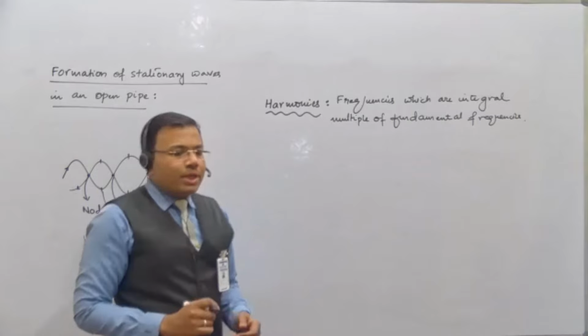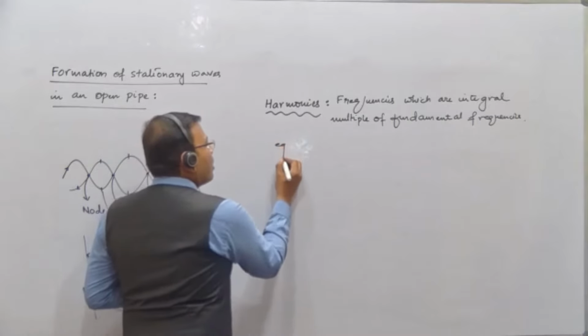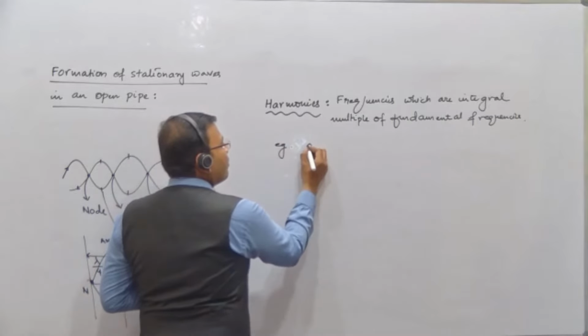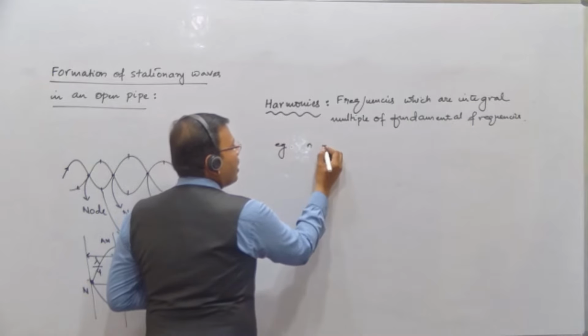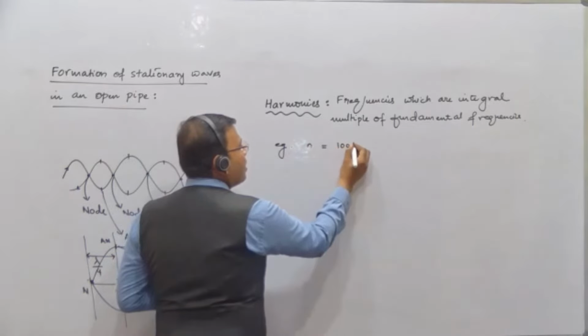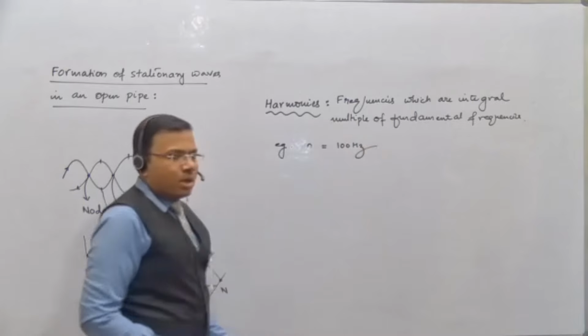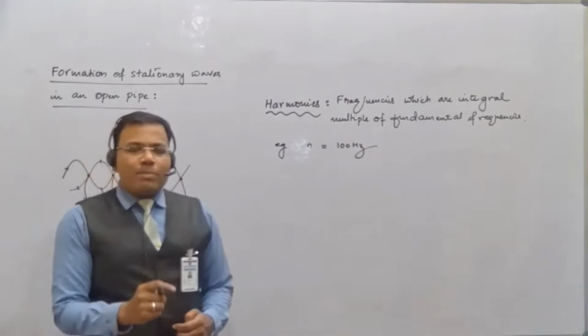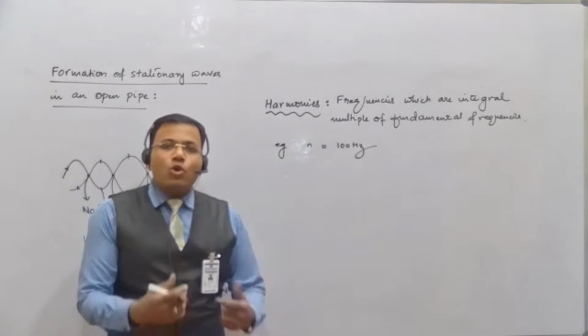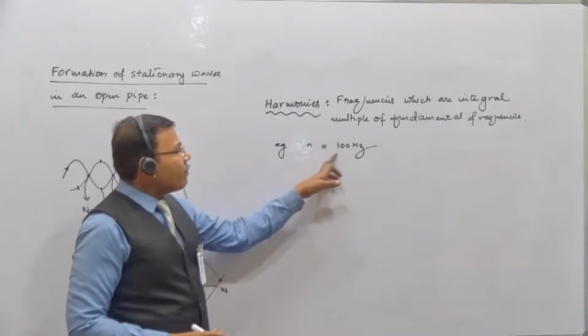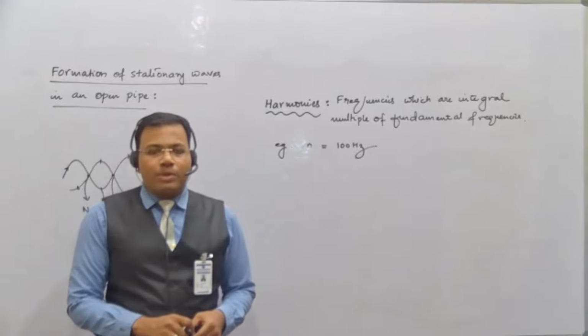So for example, if I take the fundamental frequency n, or we can denote it by f also, and I consider it as 100 hertz. That means when a body is vibrated, it vibrates with its own frequency, which is called the fundamental frequency, 100 hertz.